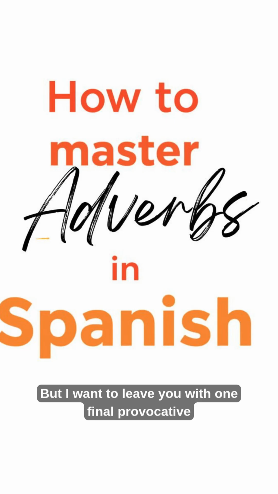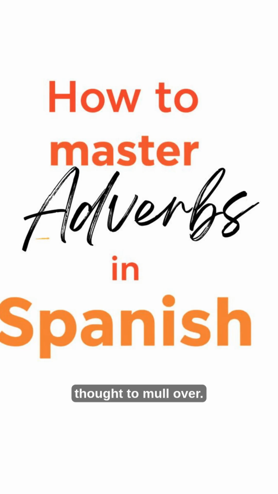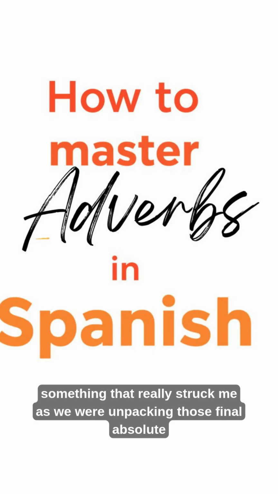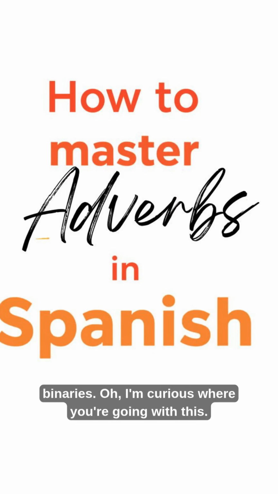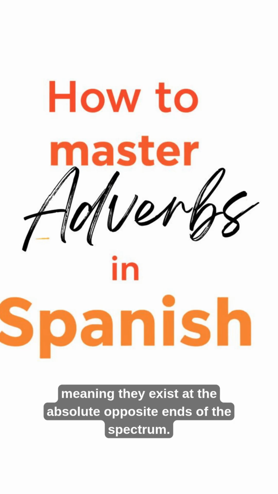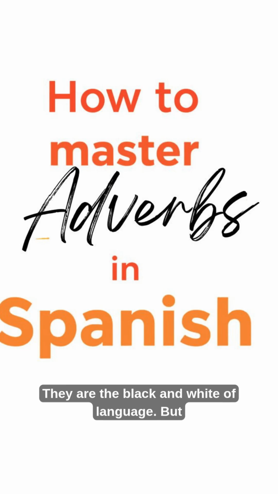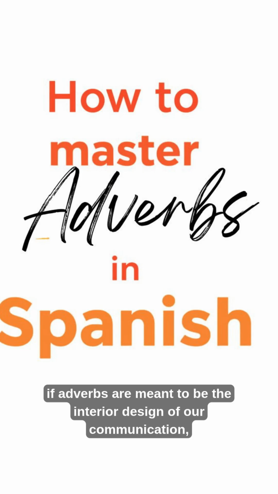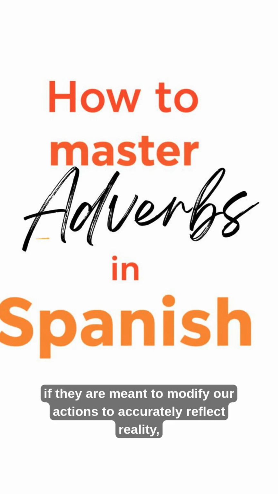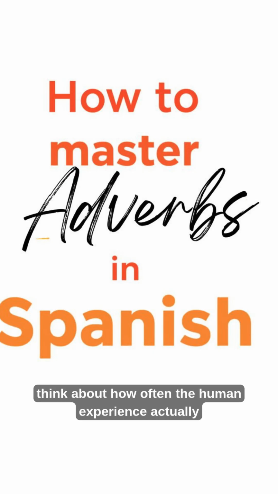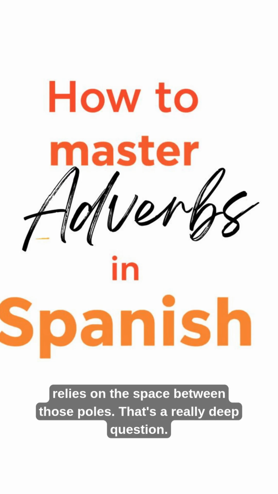But I want to leave you with one final provocative thought to mull over. Something that really struck me as we were unpacking those final absolute binaries. Oh, I'm curious where you're going with this. Well, the notes classify sí and no as polar adverbs, meaning they exist at the absolute opposite ends of a spectrum. They are the black and white of language. But if adverbs are meant to be the interior design of our communication, if they are meant to modify our actions to accurately reflect reality, think about how often the human experience actually relies on the space between those poles. That's a really deep question.